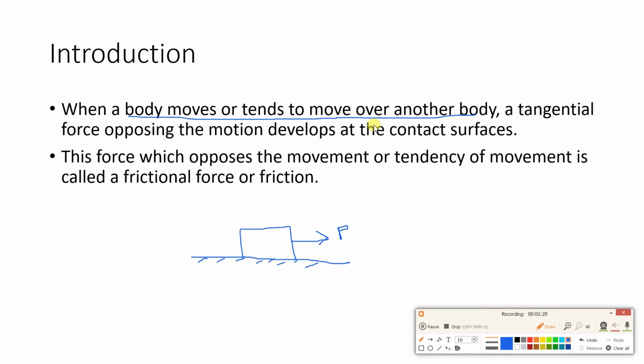Now where is the contact surface? This is a block, and on the bottom side, you can see this is the plane surface. So this will be the contacting surface, and here there will be an opposite direction force, that is called frictional force. This force which opposes the movement or tendency of movement is called frictional force or friction.